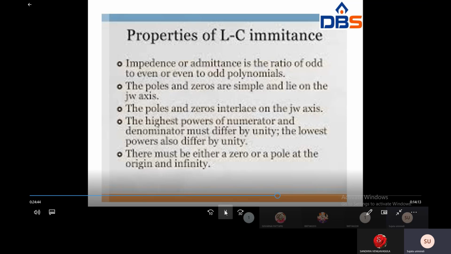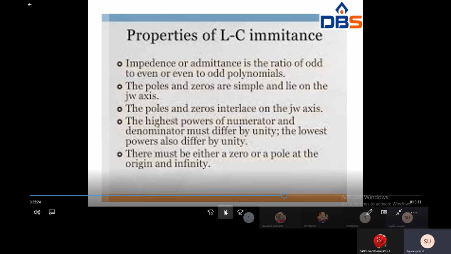First, what are the properties of LC impedance? Impedance or admittance is the ratio of odd to even or even to odd. The function must satisfy the Hurwitz polynomial condition, so we take even to odd or odd to even, which means the continued fraction must be there. Next, the poles and zeros are simple and lie on the imaginary axis only. For LC, they lie on the imaginary axis only, but for RC and RL, they lie on the negative real axis.